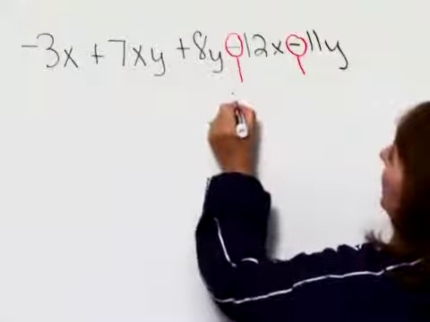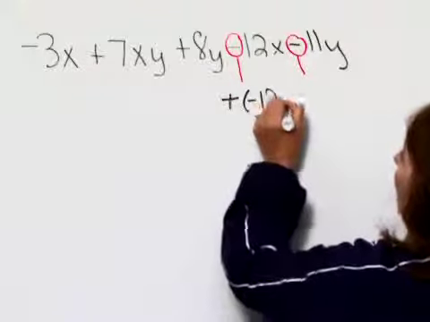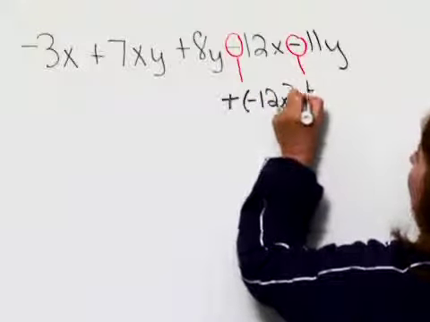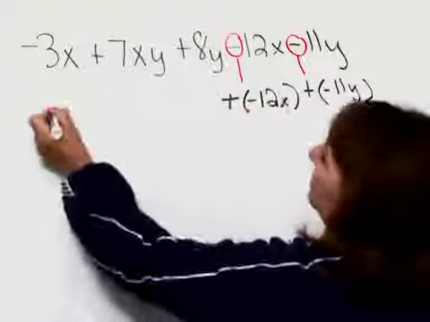We're going to change this to adding the opposite of 12x, which is negative 12x, and adding the opposite of 11y, which is negative 11y. Then we recopy our problem.